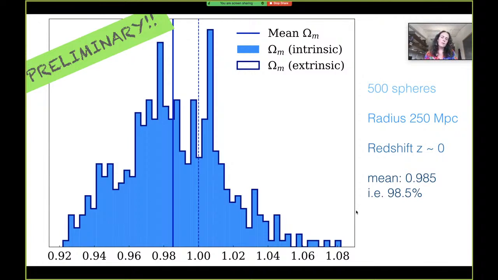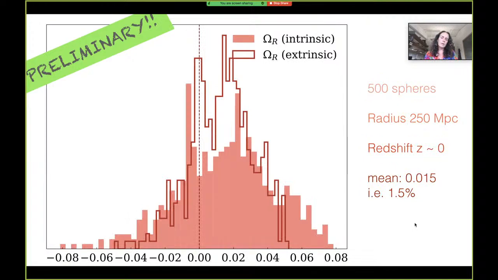So moving on from this one, some results where we do get something that's a little bit different. Now we're looking at omega k, so the amount of curvature in the universe. Same setup, same spheres, and the same snapshot. And what we see here is that we do have a bit of a change from the extrinsic formalism, so the empty histogram, to the intrinsic formalism, which is the filled one here. So our mean has been bumped up a little bit. So the new mean value over these spheres is 1.5% curvature, which is something that could be quite significant.